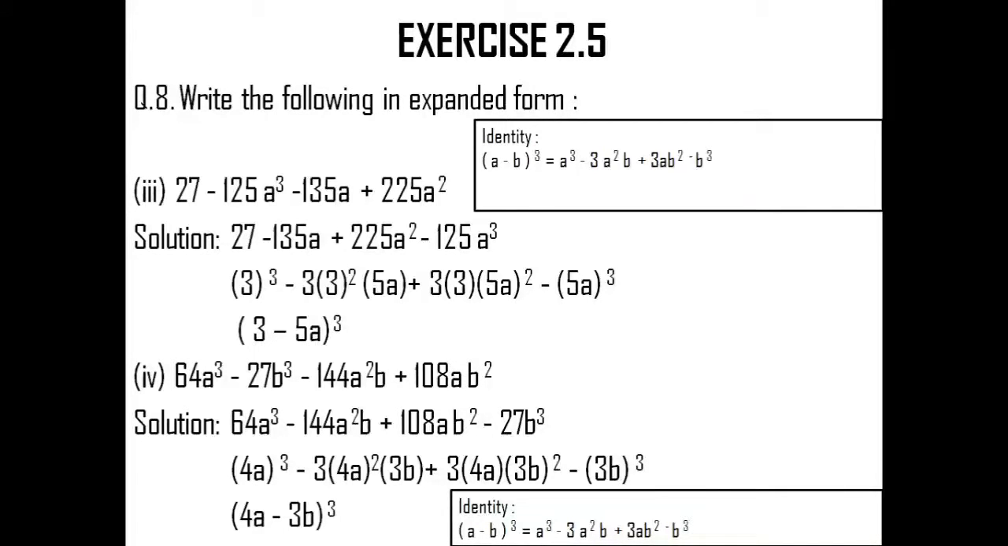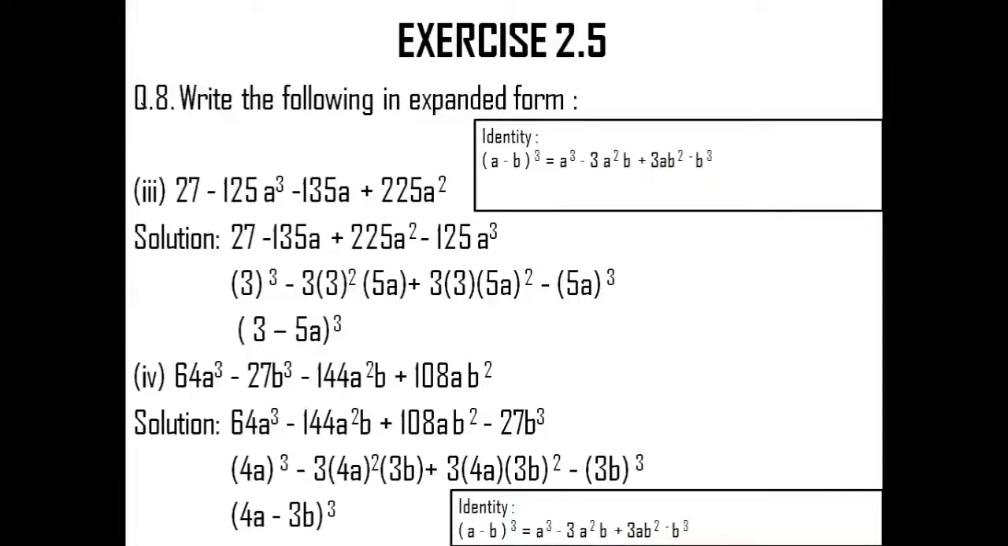Then try to identify and recognize that it belongs to the identity a cube minus 3a square b plus 3ab square minus b cube. Here I realize that it belongs to the identity (a minus b) the whole cube. Hence, a is replaced by 3 and b is replaced by 5a, and that gives me the answer (3 minus 5a) the whole cube. Isn't that interesting?